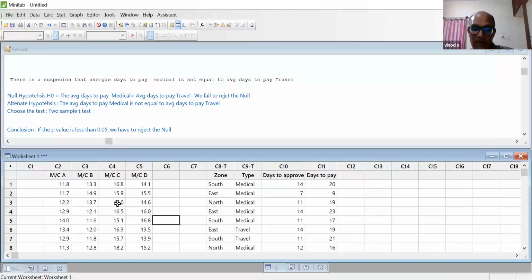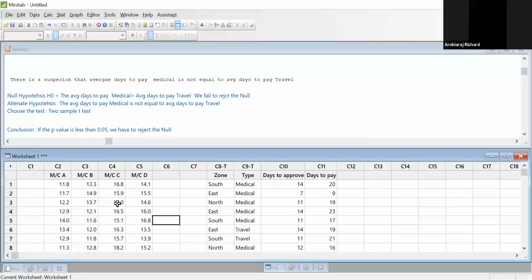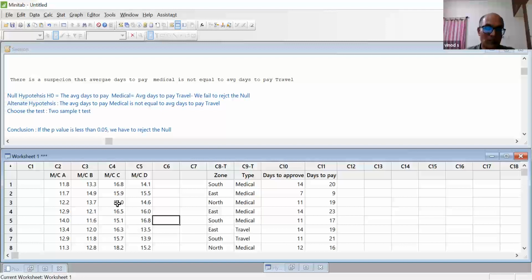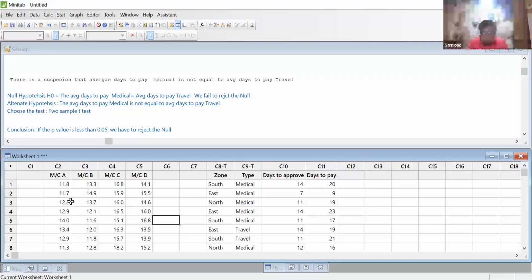Why is it one way ANOVA? Why is it called an ANOVA test? We conduct the test on more than two groups. So we are going to do the test of averages of the groups. If it is only one group, then it is a one sample t test. If there are two groups, then it is a two sample t test. But here we are going to test more than two.